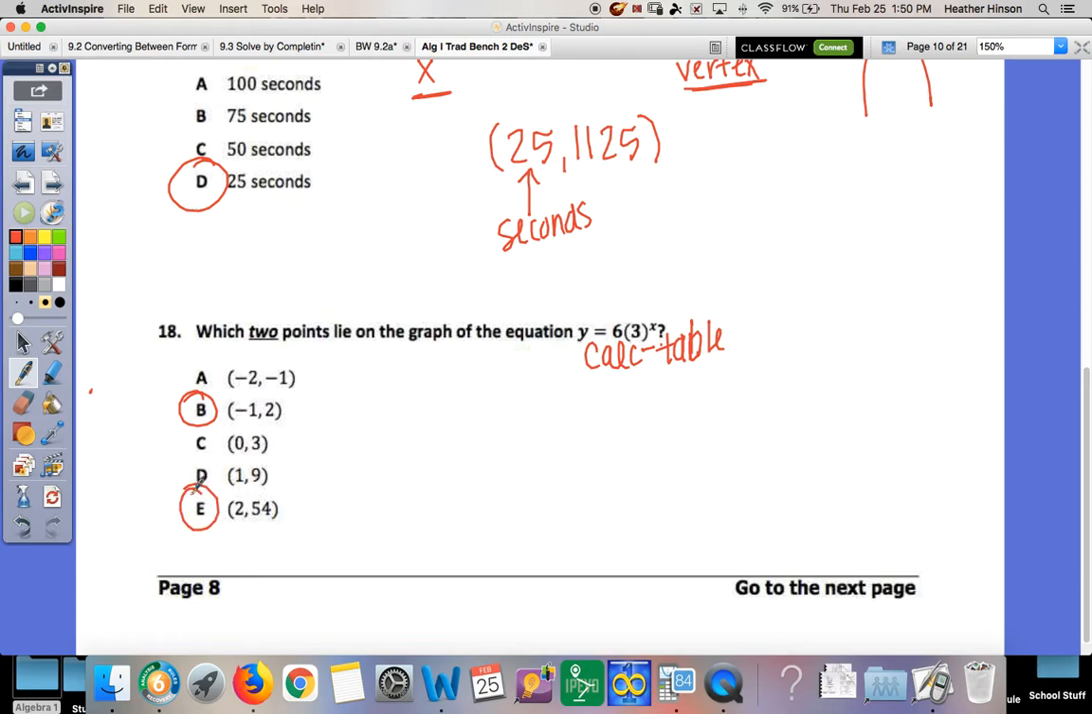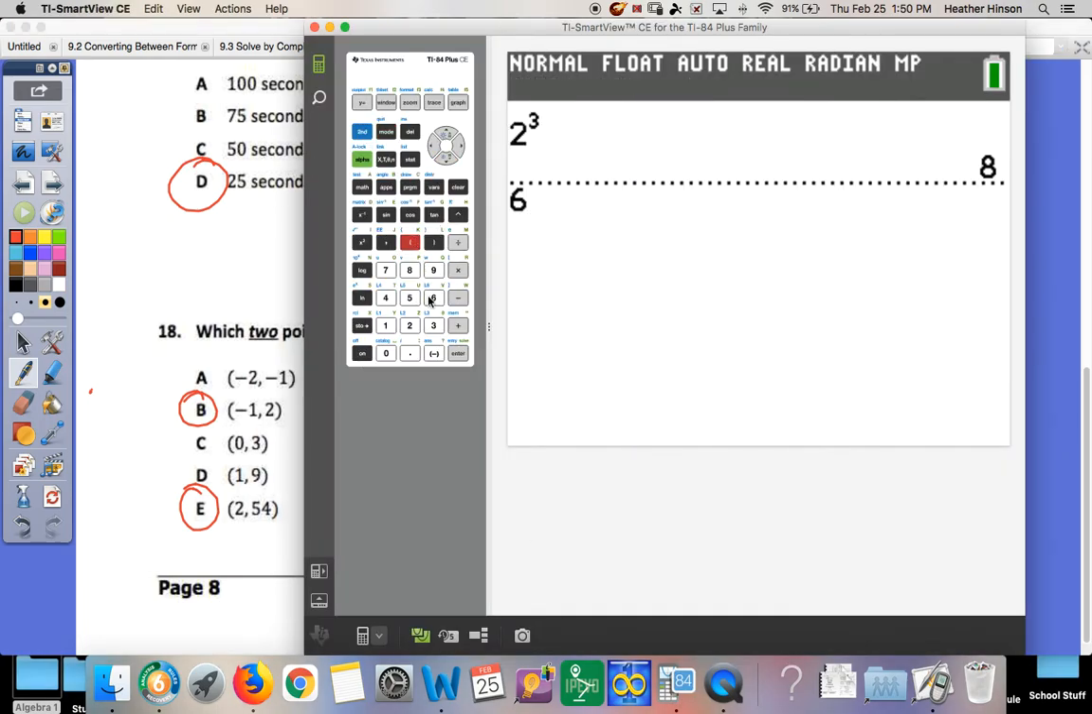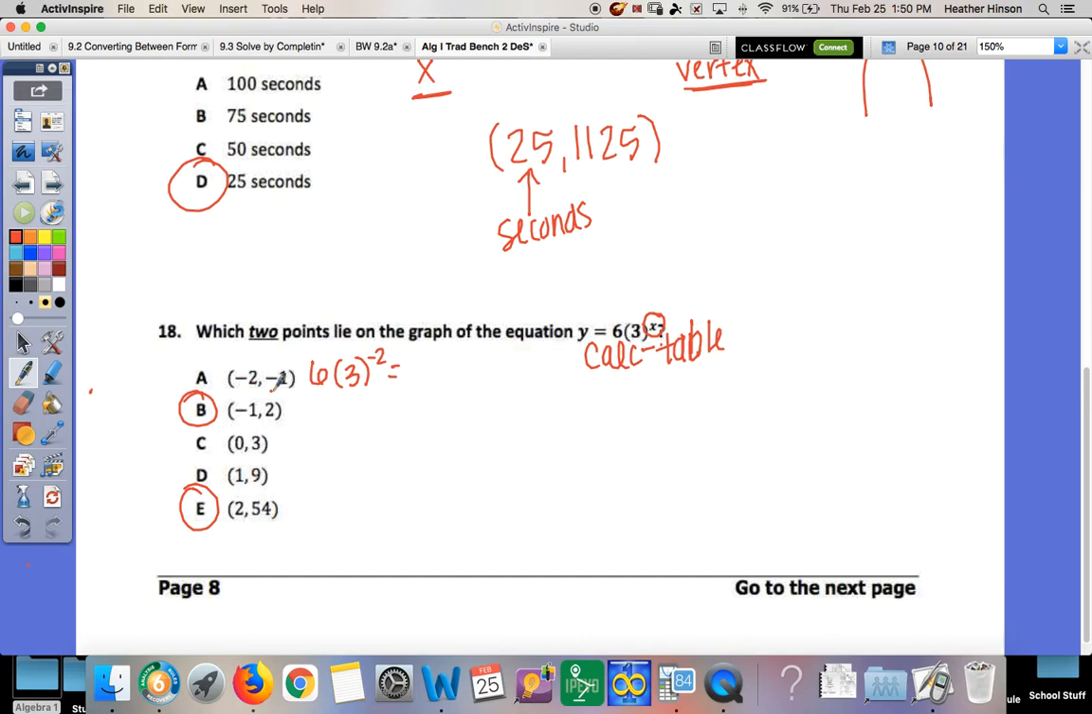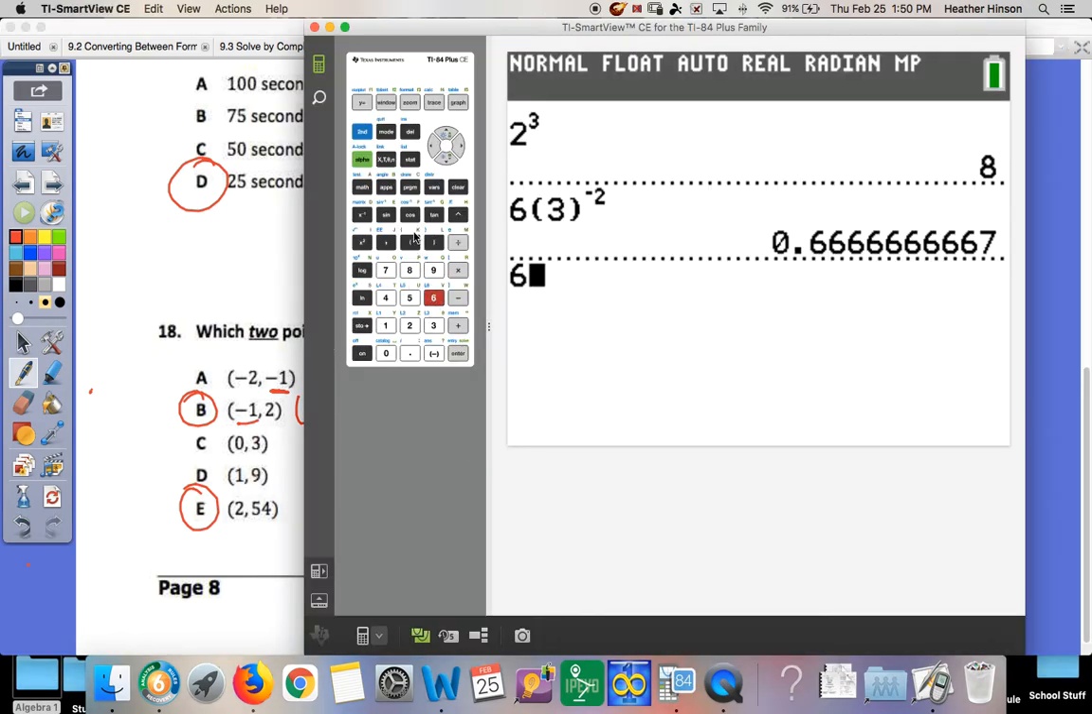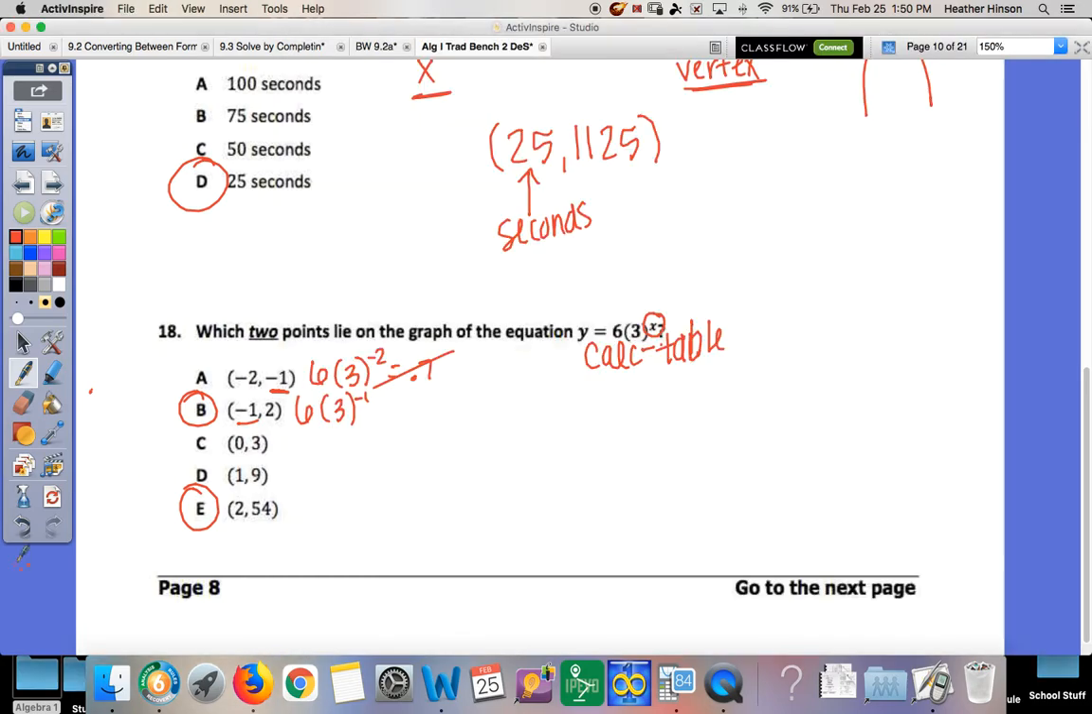If for some reason you didn't want to look in your calculator, you could always plug these in. Plug in your x value, so 6 times 3 to the -2, and see what it gives you. So 6 times 3 to the -2 definitely does not give us the y value. It gives us 0.7 if you round it, which is definitely not 1. So that's wrong. If you plug in this one, 6 times 3 to the -1, that one's going to give us 2, which is our y value.